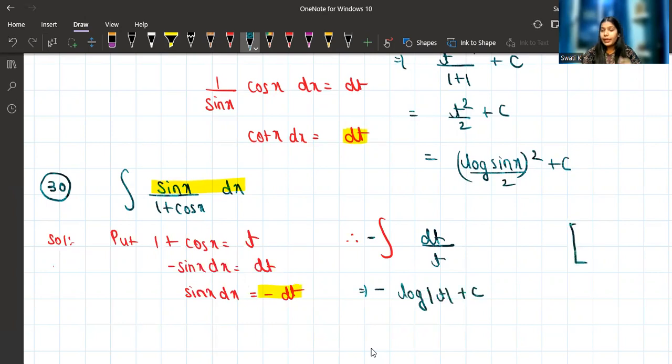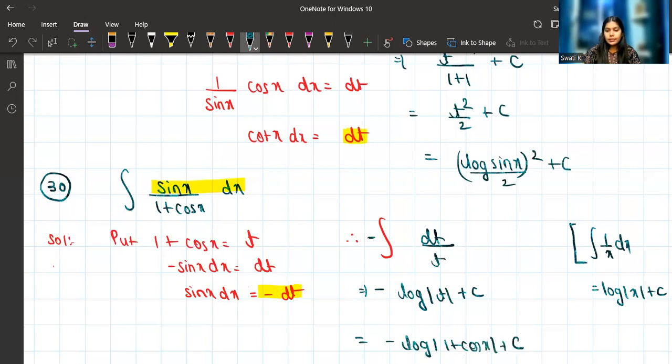So here I'm saying the formula every time. Make sure when you are doing all these questions, you are writing the formula every time. So integration of 1 upon x dx is nothing but log mod x plus c. So this will become minus log mod t, t is 1 plus cos x, so it is 1 plus cos x, and then plus c. So this is the answer.